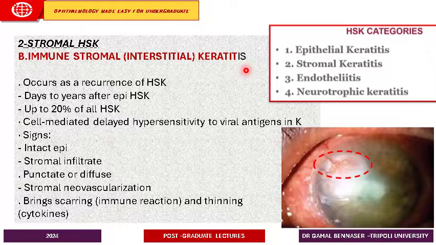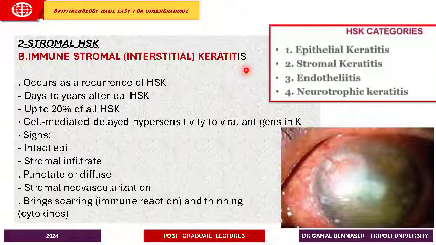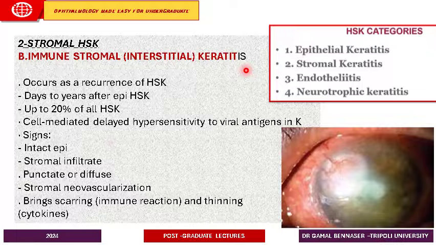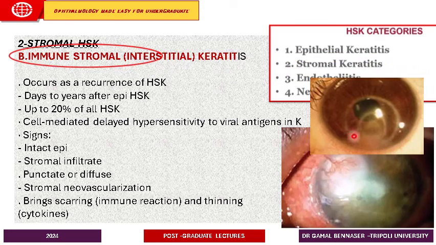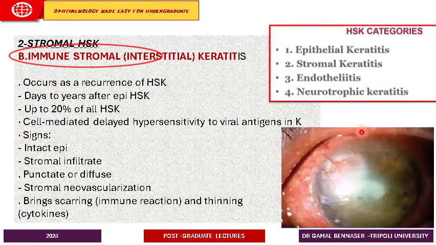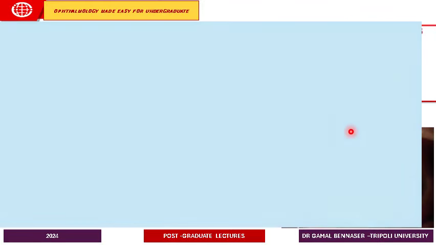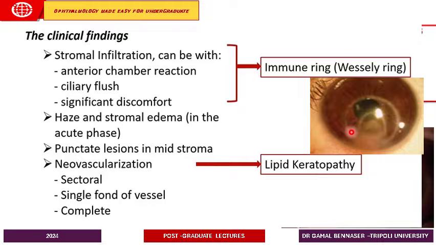The infiltrate will be patchy, punctate, or diffuse, and characterized also by the presence of what's known as Wessely ring. This is the Wessely ring due to immunological reaction, and this ring is because of the presence of the new vascularization. This will bring the immunological reaction, so it tries to limit the spread of the inflammation from the stroma. So these are the main features of the immunological type of stromal keratitis that differentiate it from the necrotizing one.